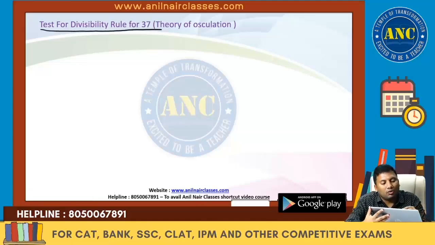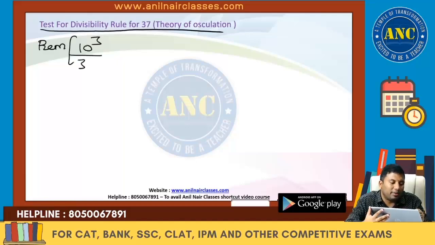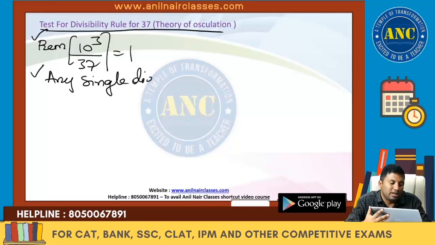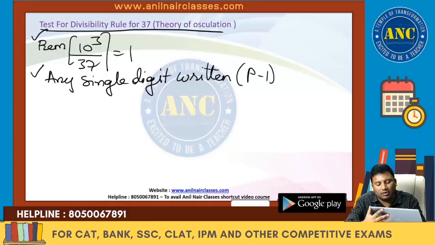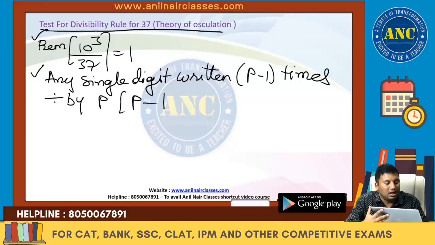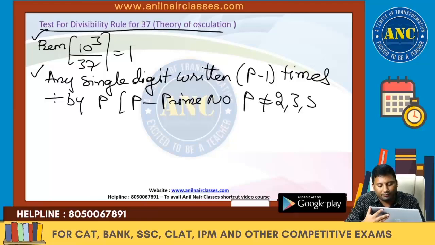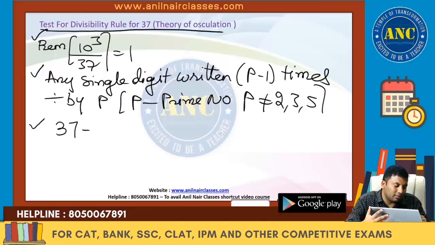Test for divisibility rule for 37. Already we discussed multiple methods. 10 power 3 divided by 37 gives remainder 1. This one concept we discussed: any single digit written p minus 1 times is always divisible by p, if p is a prime number, p not equivalent to 2, 3 and 5. Now another rule, 37 is nothing but a plus or minus k into 7.